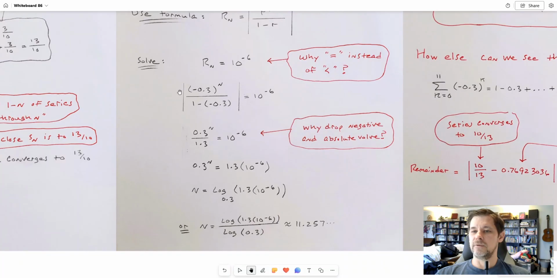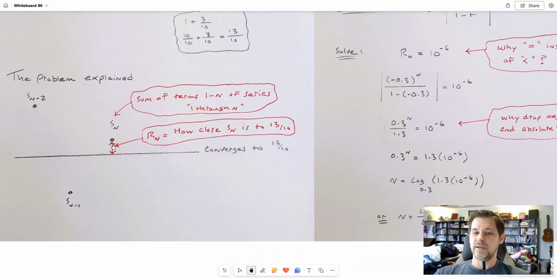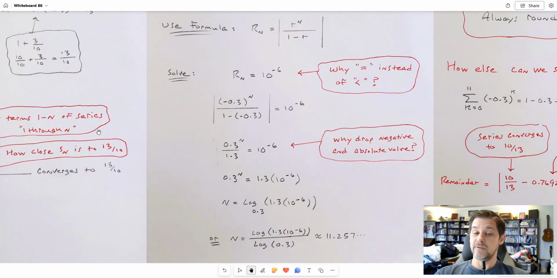Now, let's do a little simplifying. What's that number down there? 1 minus negative 0.3, that's 1.3. Now look what I did between these two steps. I dropped the negative and the absolute value. The only reason the absolute value is in this formula, as I mentioned, is because depending on how you subtract to find this gap or this difference or distance, how close this is to that, you could get a positive or negative.